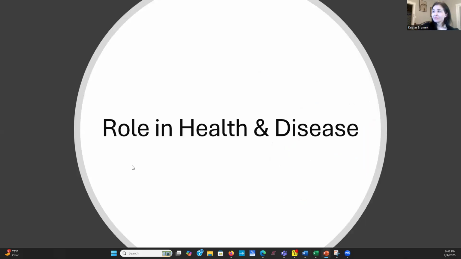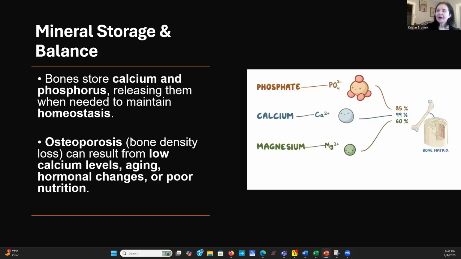Its role in health and disease. So we have the storage of important minerals, including calcium and phosphorus. And so what the bones do is they actually release the phosphorus and the calcium into the bloodstream based on homeostasis. So if you're low, then it would release more. And then, of course, if you had plenty, then it would not be releasing them at that time.